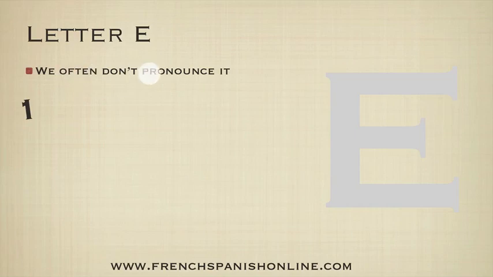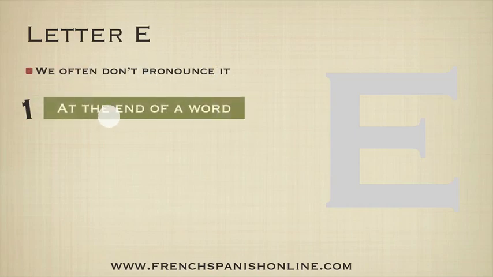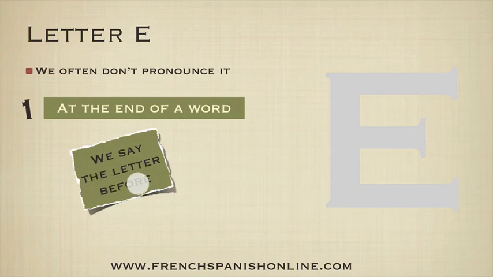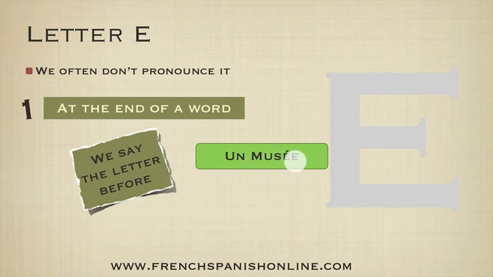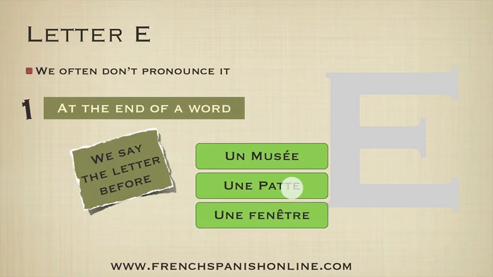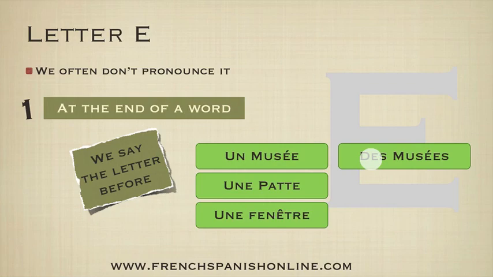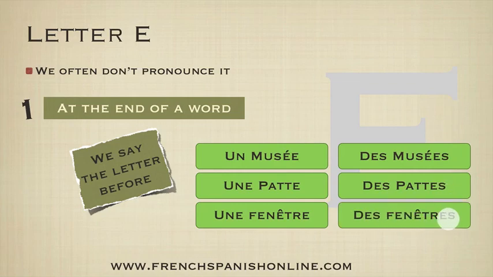However, we often don't pronounce it. For example, at the end of a word, we say the letter before, but not the final E. Here, for a museum, un musée, so we pronounce E, but we don't pronounce the E. Une pâte, we pronounce the consonant T, but we don't pronounce the E. Une fenêtre, here the same thing. What you can hear at the end is tr, une fenêtre, for a window. And the plural is actually the same pronunciation, des musées, as we don't pronounce the S, des pâtes, des fenêtres.